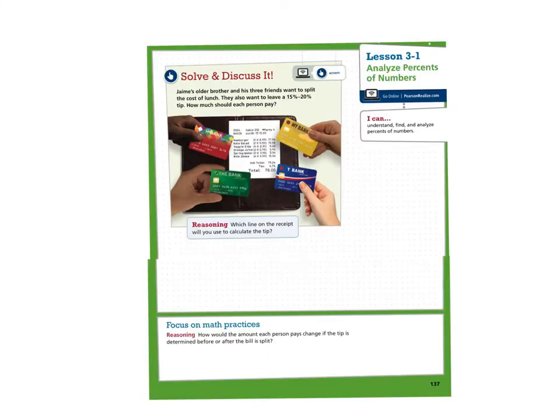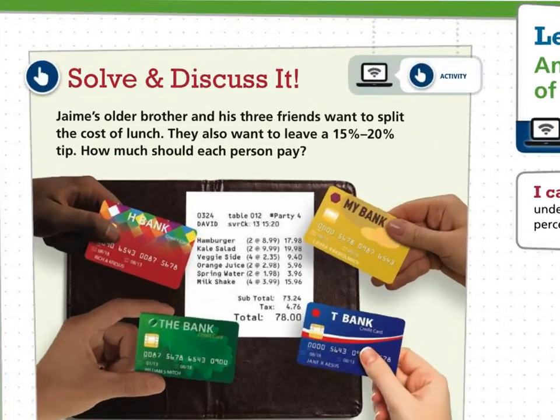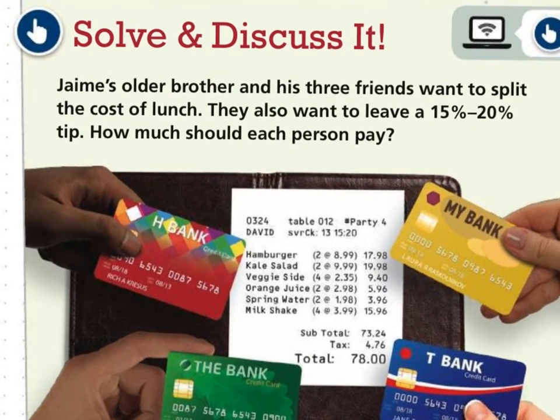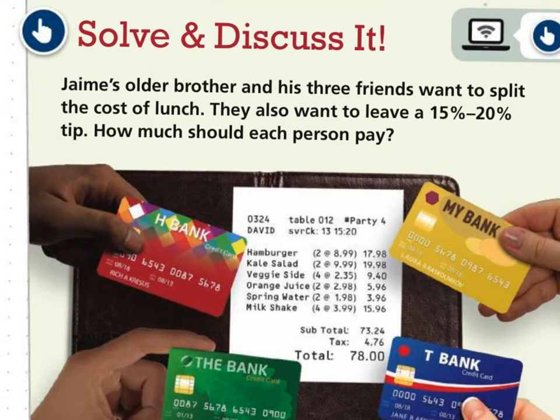Page 137. Jamie's older brother and his 3 friends want to split the cost of lunch. They also want to leave a 15% to 20% tip. How much should each person pay? This problem, the wording gets people sometimes.